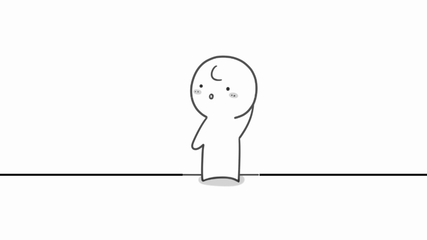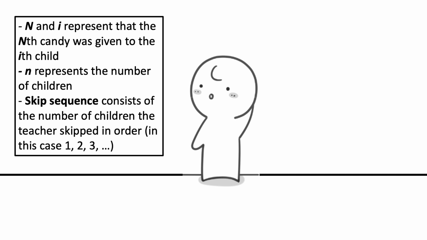We want to find a general formula for the number of children and prove that it works. So here are some variables we'll use to represent different things in the problem: n.